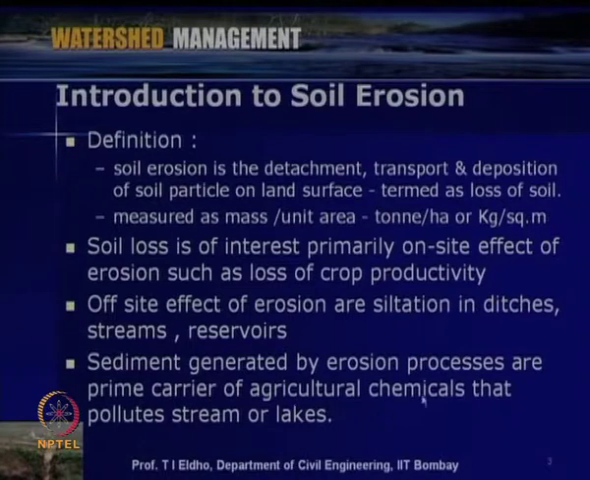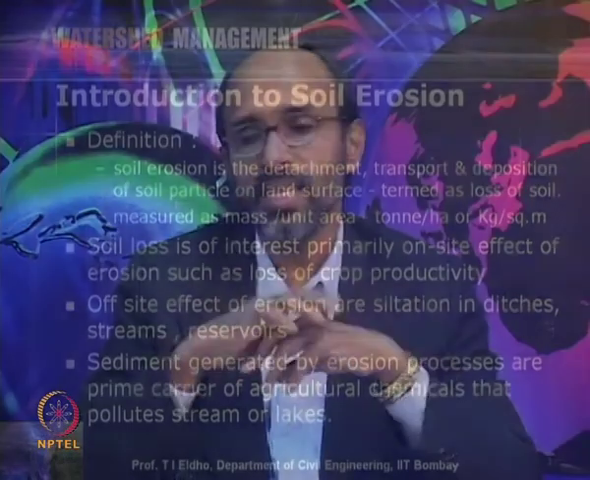The sediment generated by the erosion process is a prime carrier of agricultural chemicals that pollute the streams or lakes. Another problem related to soil erosion is that this sediment also carries contaminants or chemicals like pesticides and fertilizers, and that is especially a non-point source of pollution in rivers, lakes, the ocean, etc. So, with this introduction, let us see what the important problems are as far as soil erosion is concerned and what the causes of soil erosion are.